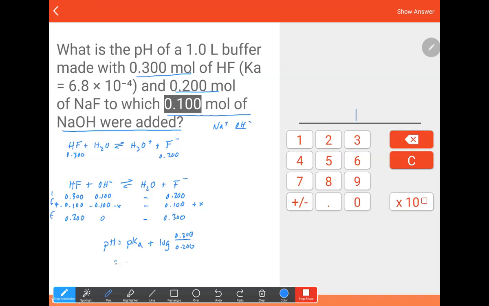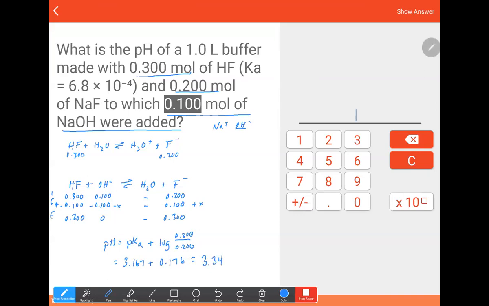And we got pKa is the negative log of 6.8 times 10 to the minus fourth, which is 3.167. And then log of 0.3 divided by 0.2 is 0.176. We add those up, 3.167 plus 0.176, we get 3.343.